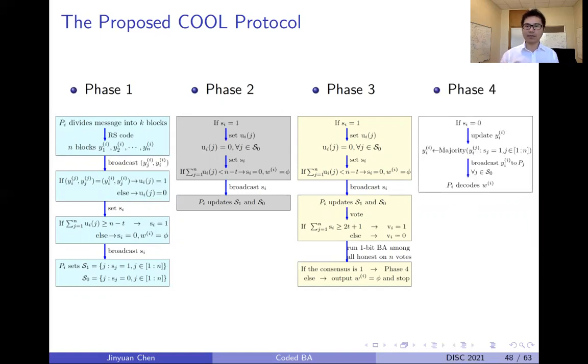Phase 4 takes place when the 1-bit consensus is 1. At first, processor i updates one encoded symbol by using the majority rule. Then processor i broadcasts this updated encoded symbol to other processors. Based on the updated encoded symbols, processor i will decode the message. In the final step, processor i outputs the final consensus with the updated message.